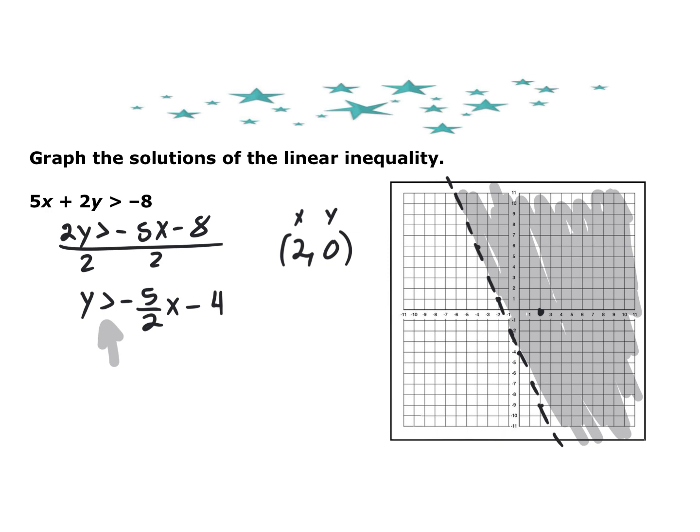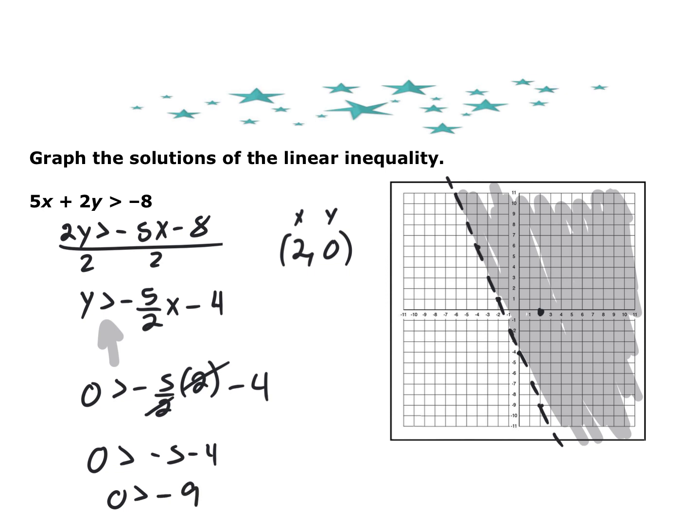So when I plug in the y, I get 0 is greater than negative 5 over 2 times 2 minus 4. What do I mean by a point that makes sense? I chose 2, 0 this time not at random, but because the 2's cancel out when I multiply this. So I'm left with 0 is greater than negative 5 minus 4. So I'm left with 0 is greater than negative 9. 0 is greater than negative 9, so therefore this equation is correct. And we shaded the region correctly.